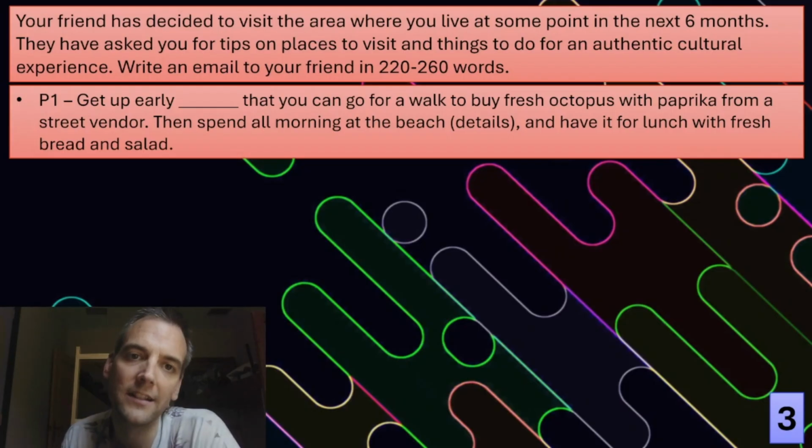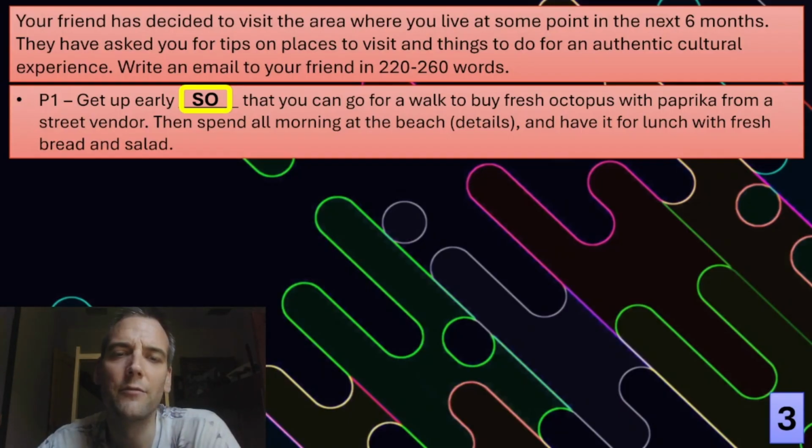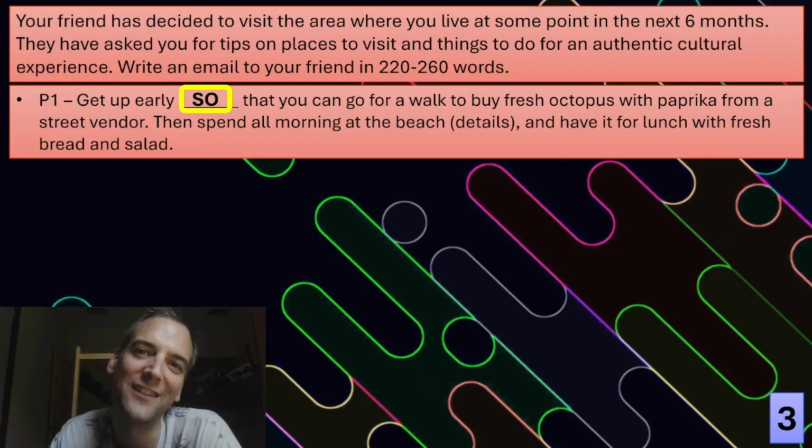You are getting up early so that you can go for a walk to buy fresh octopus. Again, you can see what I'm trying to do here. I'm trying to, when I plan my answer, be as specific as possible. Your friend's not going to be very impressed if you say, oh, you have to visit the local town museum that has interesting artifacts. What? Every single town in the world has a local museum with interesting artifacts.